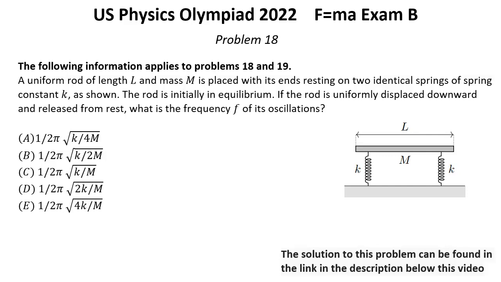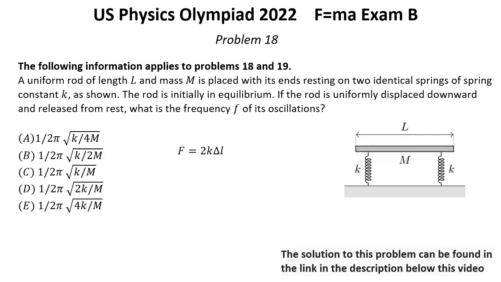Solution for problem number 18. If the rod is displaced down by distance delta L, then the vertical net force it experiences is 2k delta L.